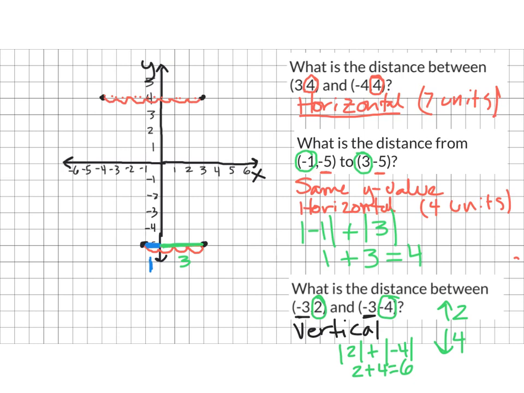We'll start with -3, 2, and then -3, -4, and then the distance between 1, 2, 3, 4, 5, 6. 6 units. Or I suppose we should break that up. So it's 2 and 4 for a total of 6.